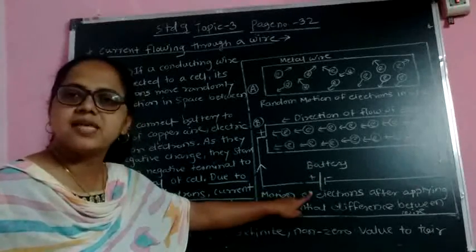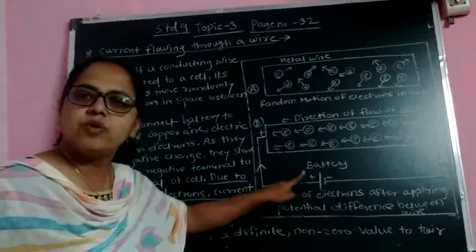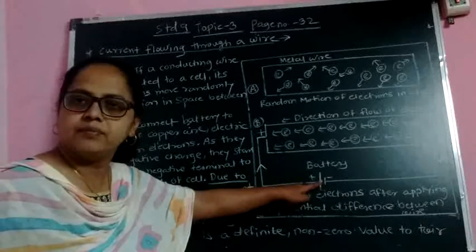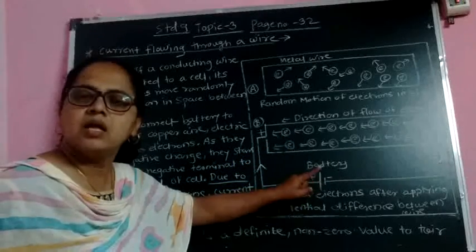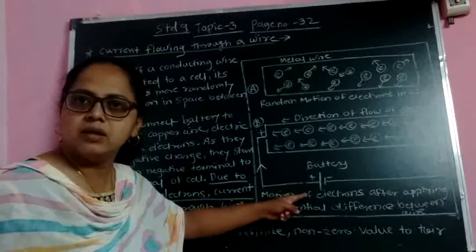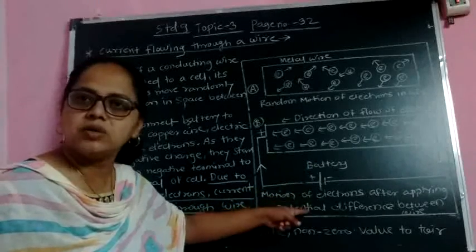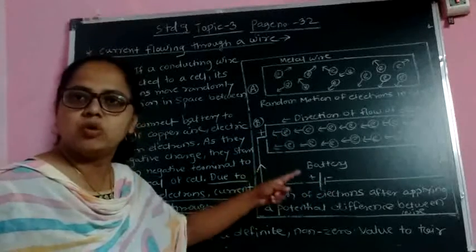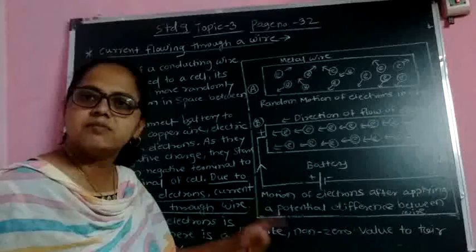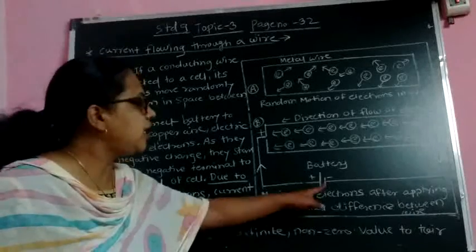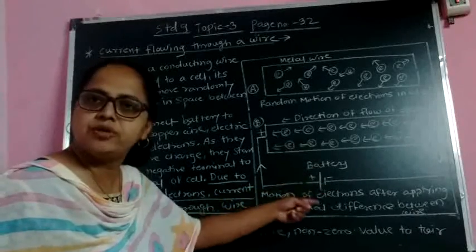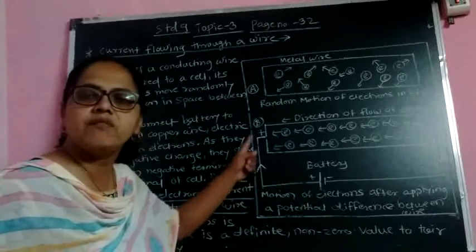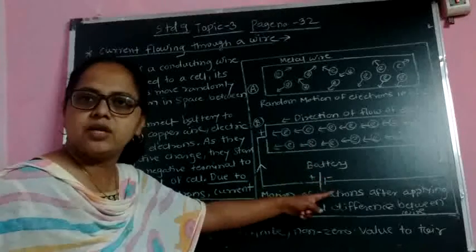But in physics, there is a sign convention. You have to show the direction of current from the positive terminal to the negative terminal. Look, electrons move from the negative terminal to the positive terminal, but while showing it in a circuit diagram, you have to show that current flows from the positive terminal to the negative terminal, because in physics this is a sign convention. Actually electrons move from the negative terminal to the positive terminal, but in physics there is a sign convention to show the direction of current from positive terminal to negative terminal.